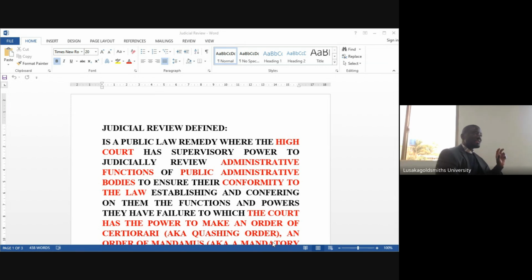Otherwise, the three main reliefs are an order of certiorari, also known as a quashing order, an order of mandamus, also known as a mandatory order, or an order of prohibition. Now, members, in the law of contracts, which you are doing right now, you will realize that what in public law we refer to as a prohibition order is what in private law is known as an injunction.